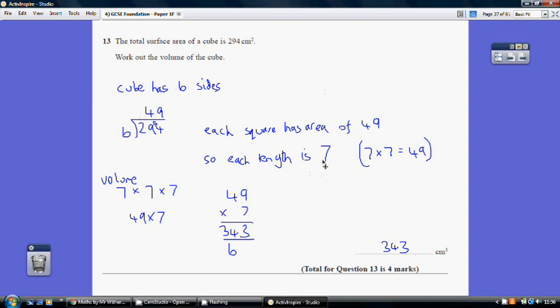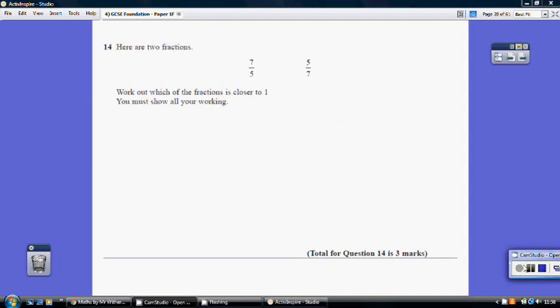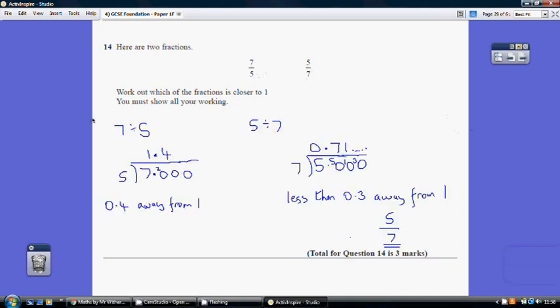So now that I know that, I can work out the volume. So we've got to work out which of these is closer to 1. We're going to have to do 7 divided by 5 and 5 divided by 7 and see which is closer to 1. So let's start off with 7 divided by 5. The 7 goes under the bus shelter and we're dividing it by 5.